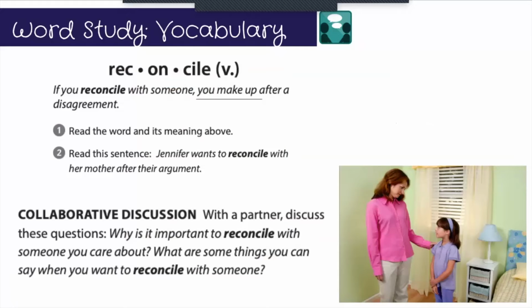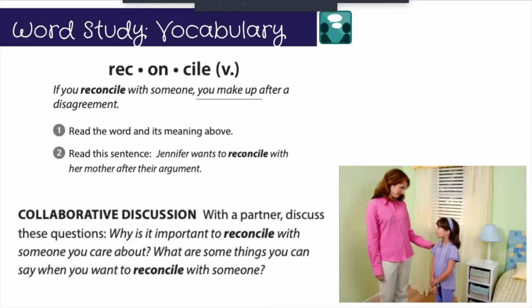Reconcile is a verb. And if you reconcile with someone, you make up after a disagreement or a fight. For example, Jennifer wants to reconcile with her mother after their argument. Making sure you annotate, you write down the meaning of the word reconcile. You're writing the underlined words. You make up, or to make up. Either would be acceptable.